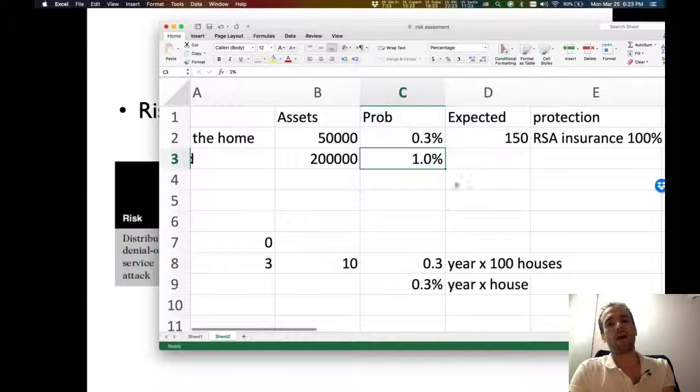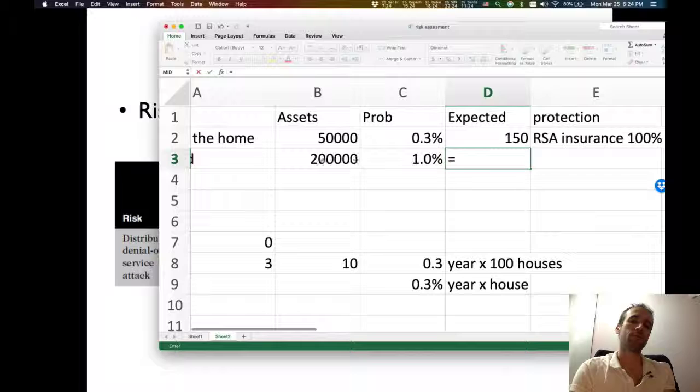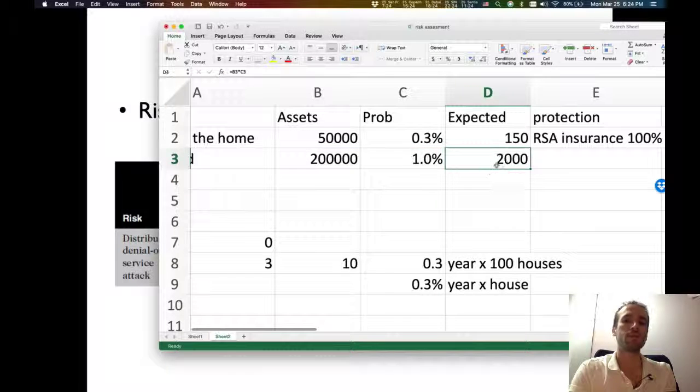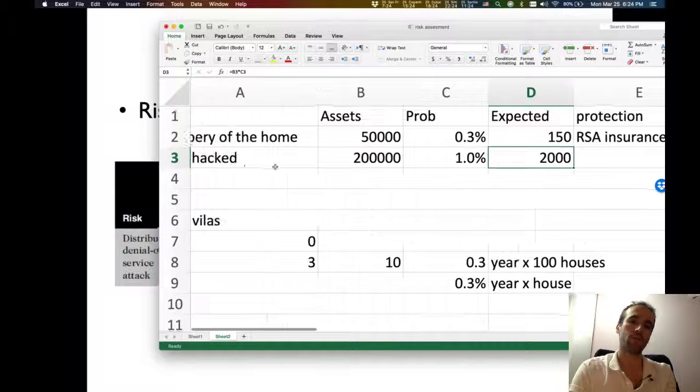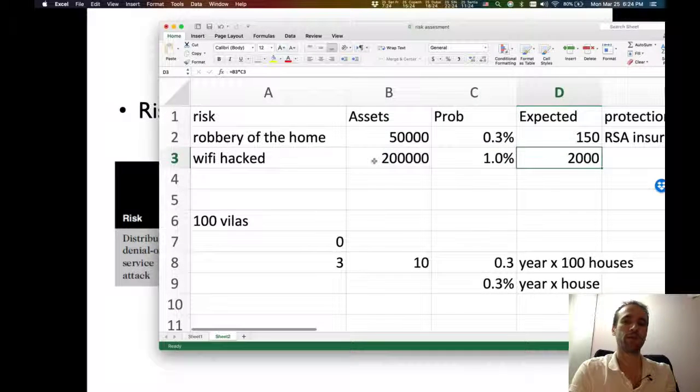Fantastic. What's the expected economic impact of that? So we do the same. Cost of the event happening, and it happens 1% a year, or once every 100 years, right? So we'll multiply this. And this is the yearly cost of this threat. So if we had to buy insurance against this, this would be the money that we should set aside every year.